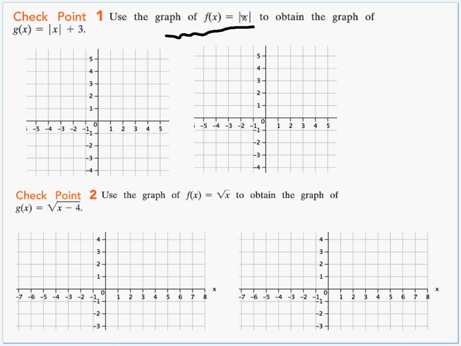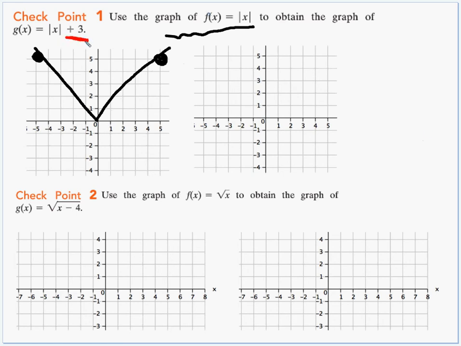Okay, the first one, absolute value of x. Remember that goes through the origin and looks like this. Let me make sure my points are pretty good. Here's 5, 5. Here's -5, 5. Close enough. So there's our absolute value of x graph.